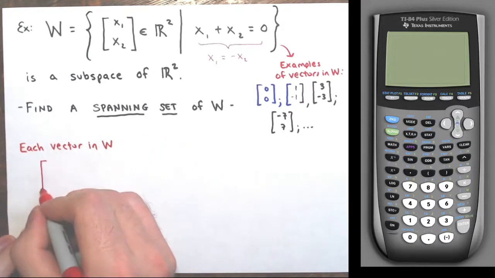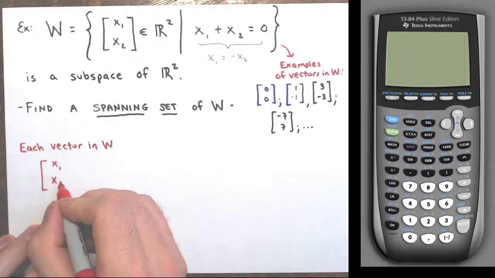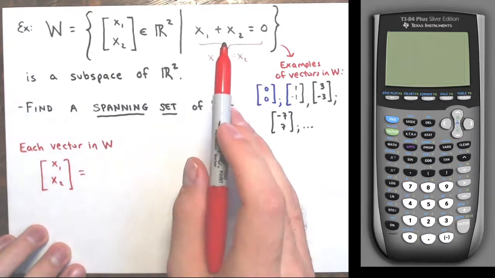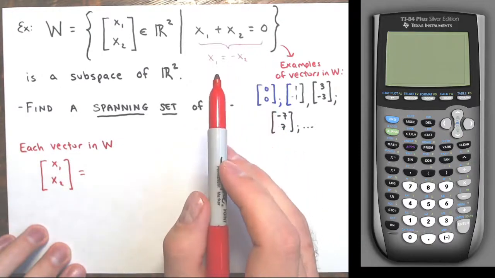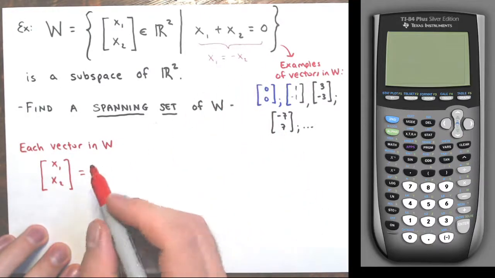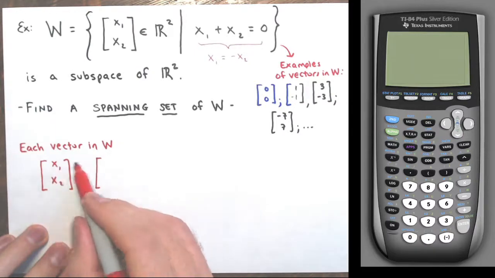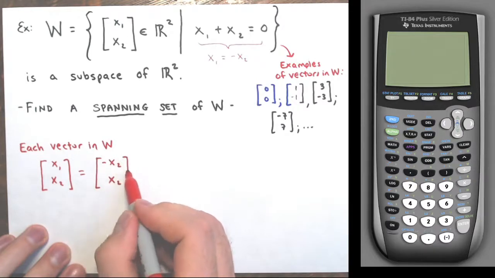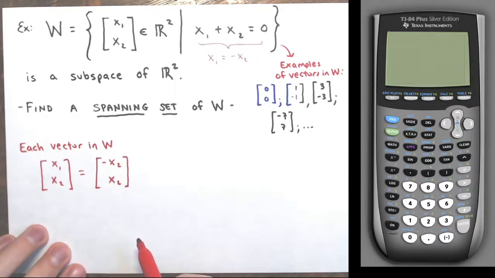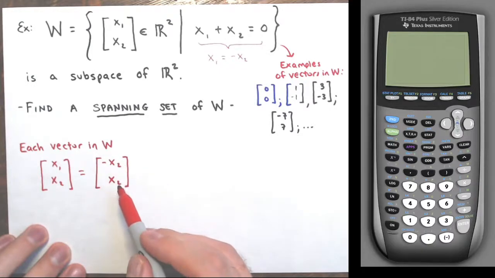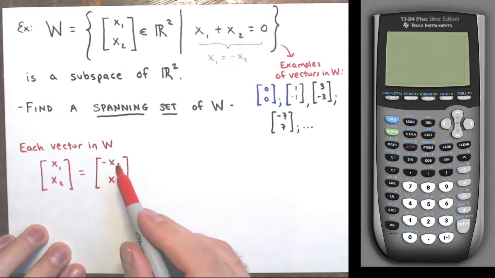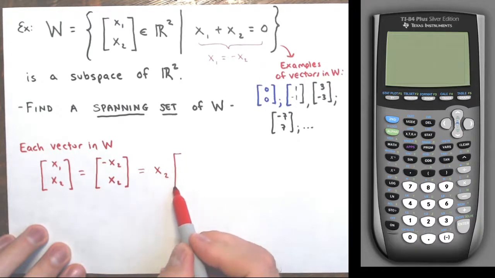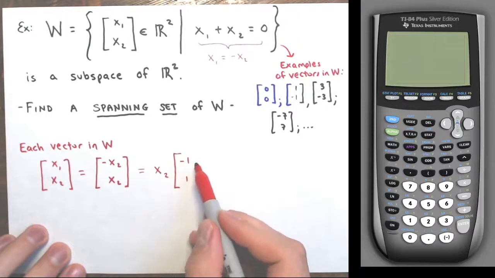Each vector in W looks like this. You have an x1 component and an x2 component, but there's a special relationship, right? And we pointed it out here that x1 plus x2 must be equal to 0, or in other words, x1 must be the opposite of x2. So I'm going to replace x1 with the opposite of x2, and x2 down here. And as before, you see how both of these have that scalar x2 in common. Pull that scalar out, and then I have x2 times the vector negative 1, 1.